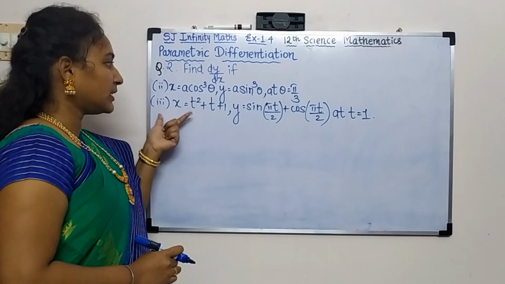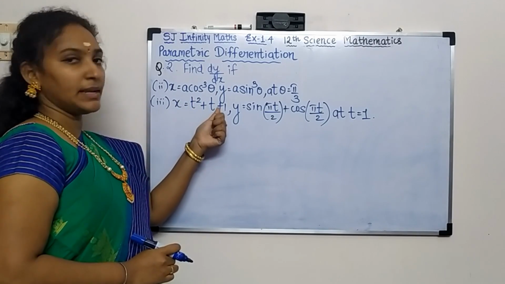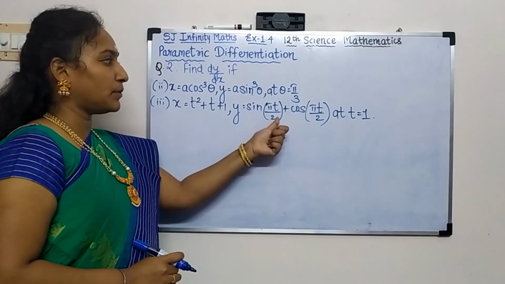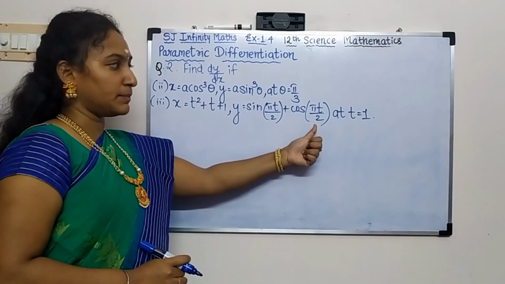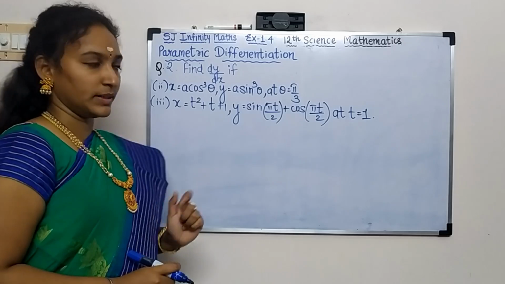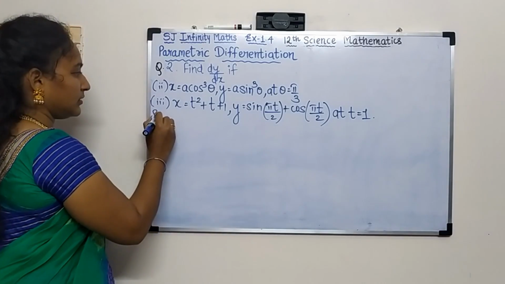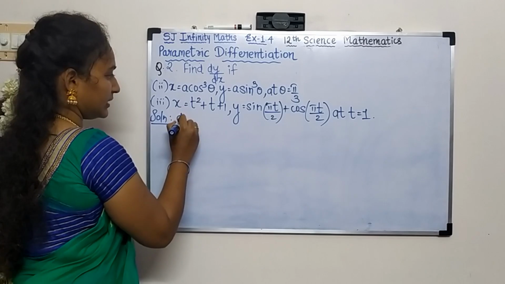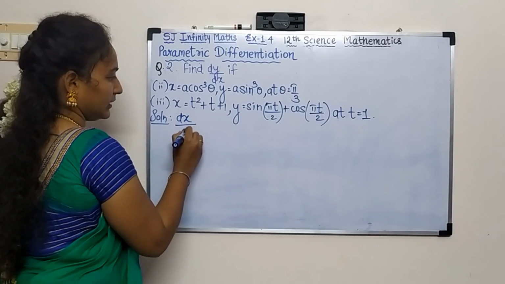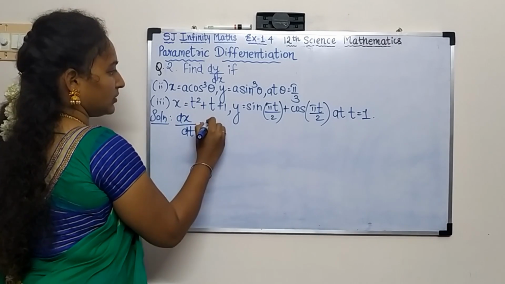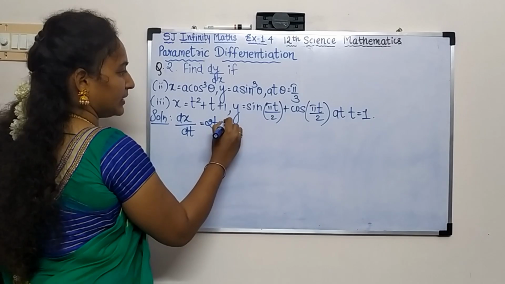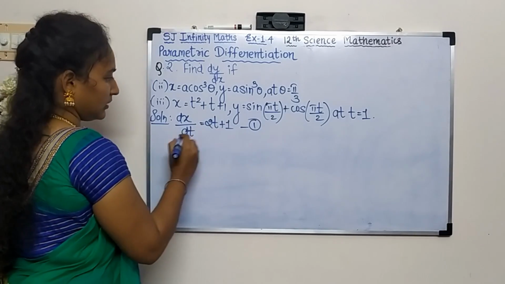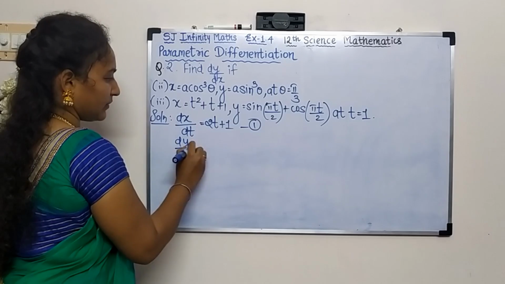See question number 3, x equal to t square plus t plus 1 and y equal to sin pi t upon 2 plus cos pi t upon 2 at t equal to 1. Let us solve this. So the solution will be, first find dx by dt. So this will be 2t plus 1, equation number 1. Then find dy by dt.